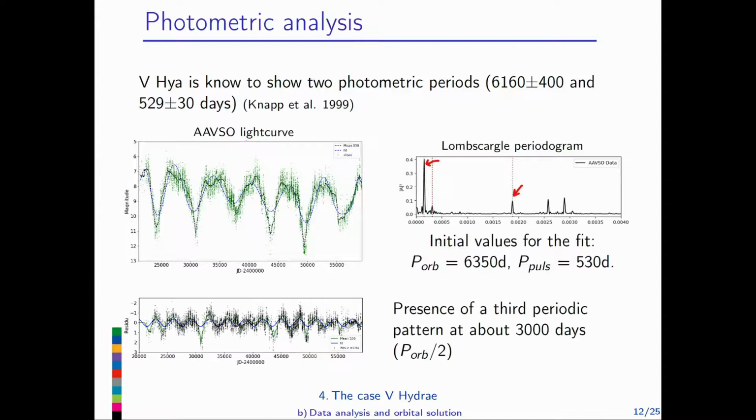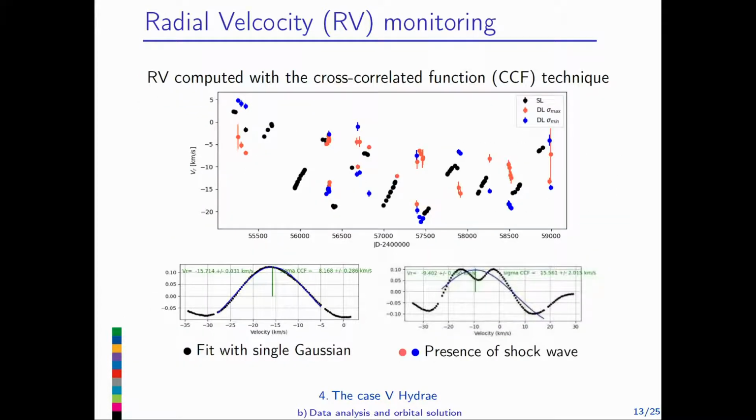Also to be noticed, if we remove those two variations, the long-term variation and the short one, we can see on the residual of the curve the presence of a third periodic pattern at exactly half of this long-term modulation. So now that we have guessed our period, let's look at the radial velocity.